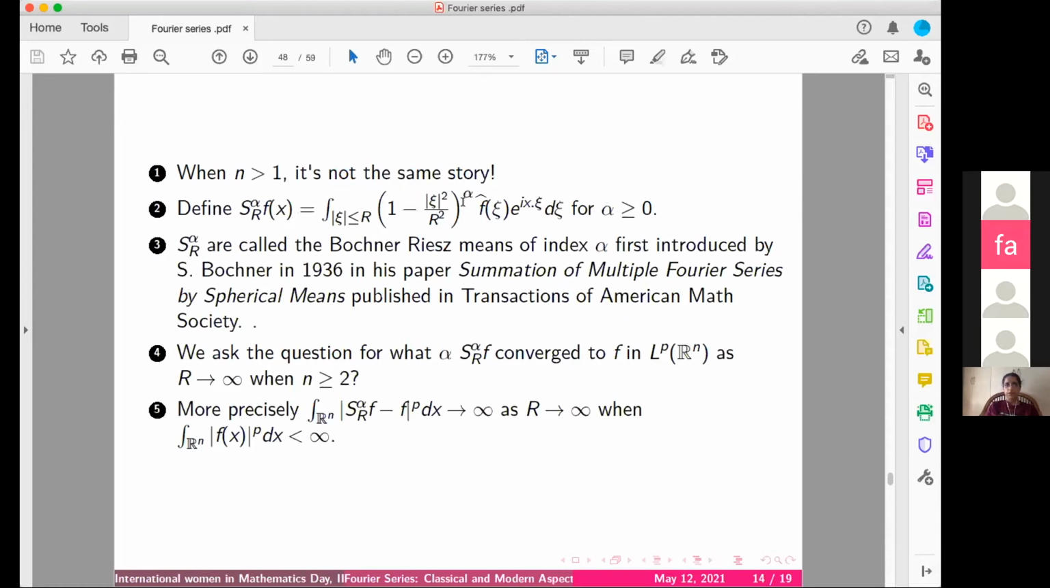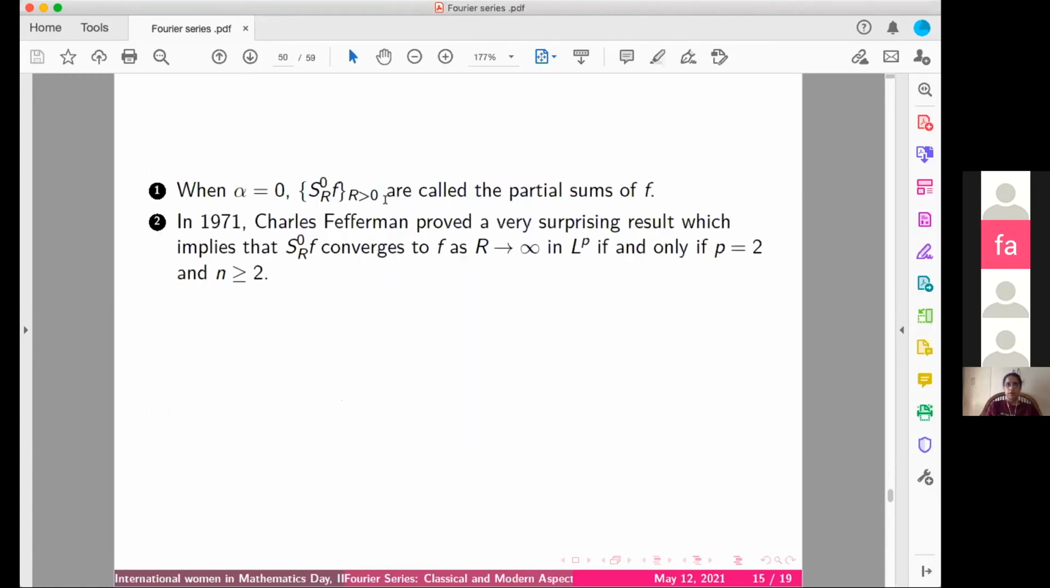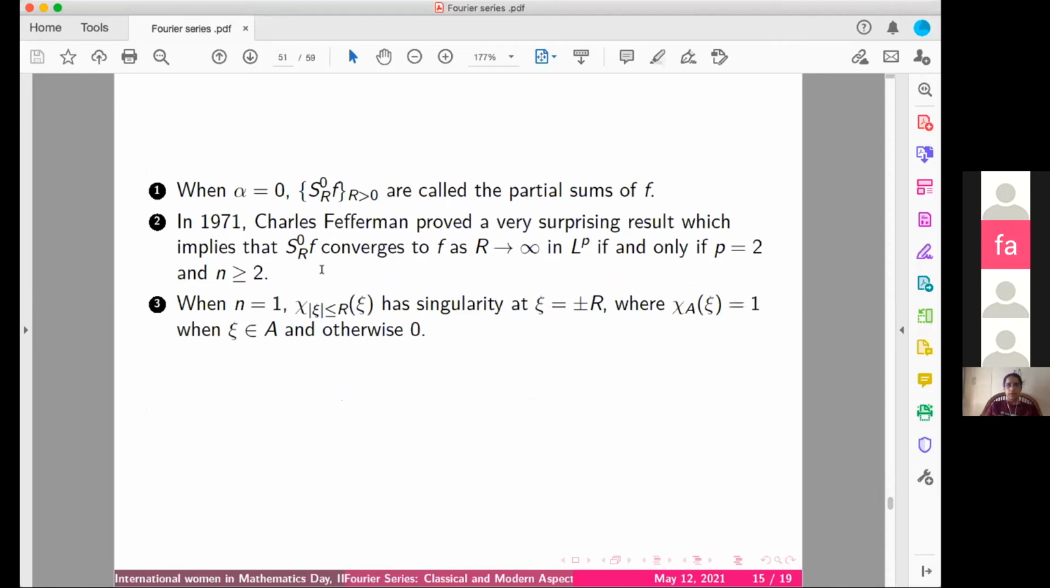When alpha equals 0, it becomes just the characteristic function of the disk of radius r, because it is 0 outside the disk and 1 inside. And when n equals 1, this is the function in SR0. What is this when n equals 1? It is just the characteristic function of the interval from minus r to r.